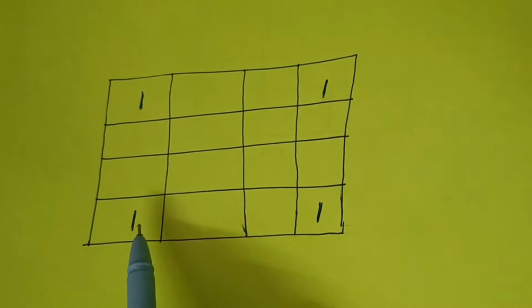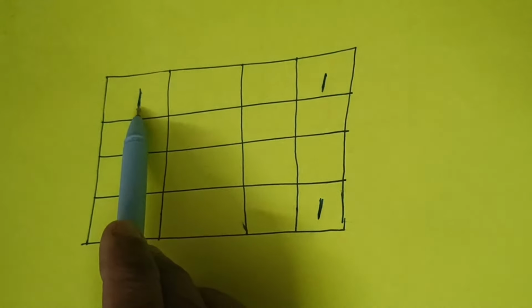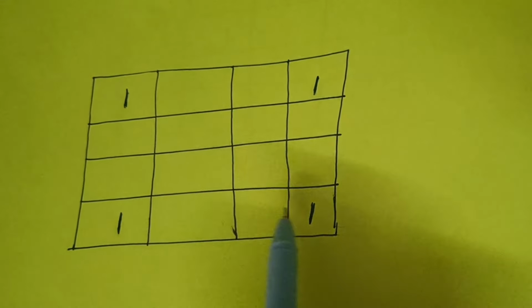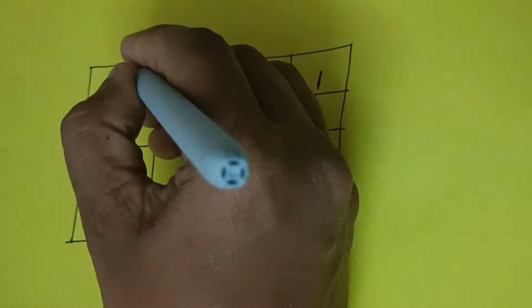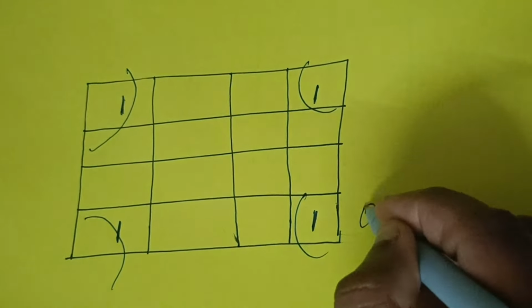Now let's see another possible way of quad. You can notice all four corners have a one. So this also we can call a quad. It is called map rolling of quad.